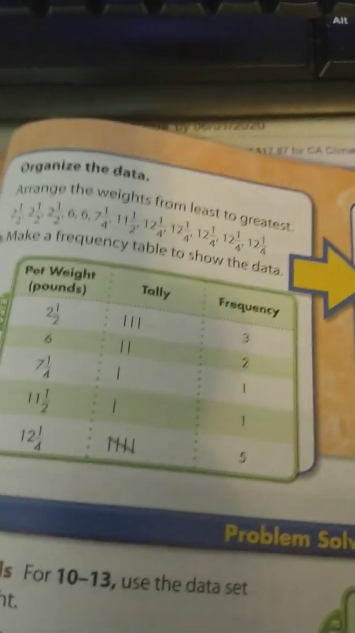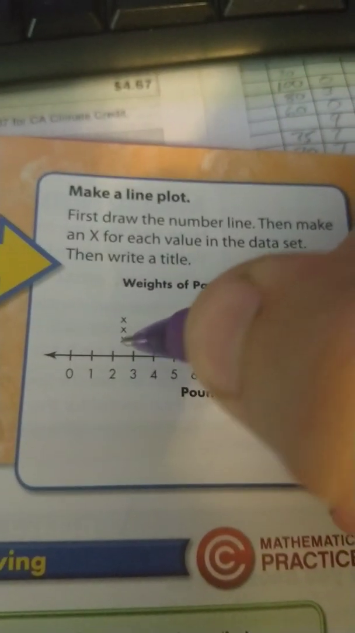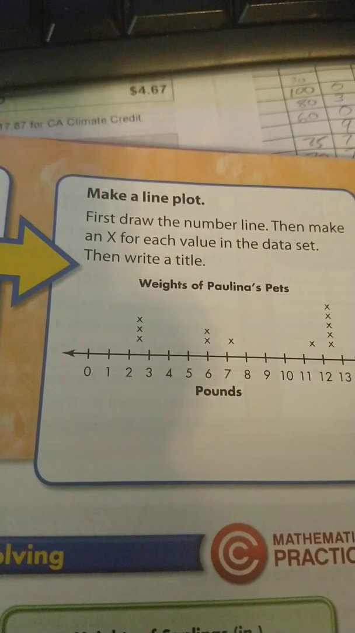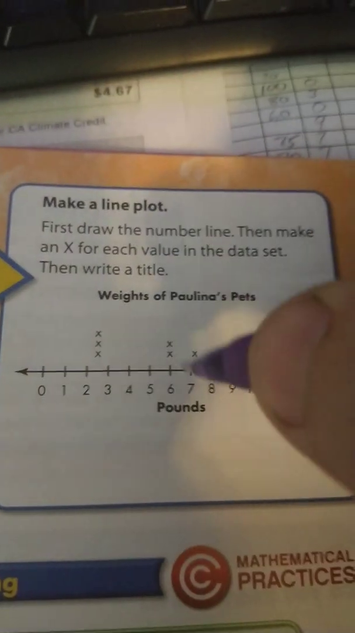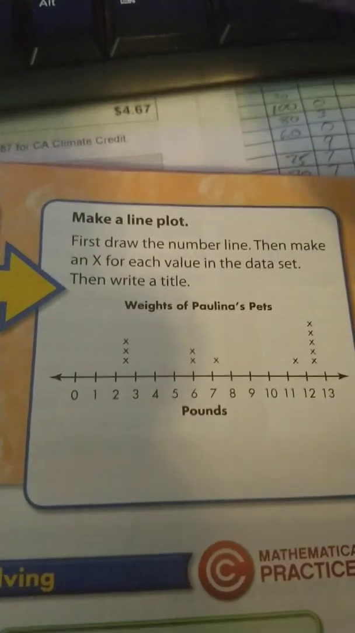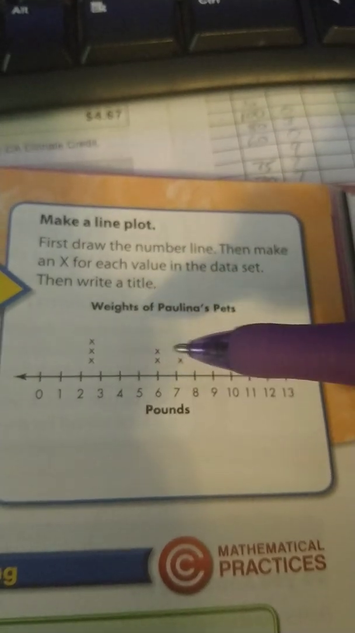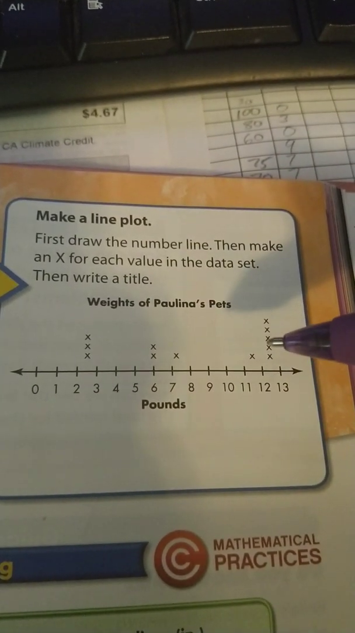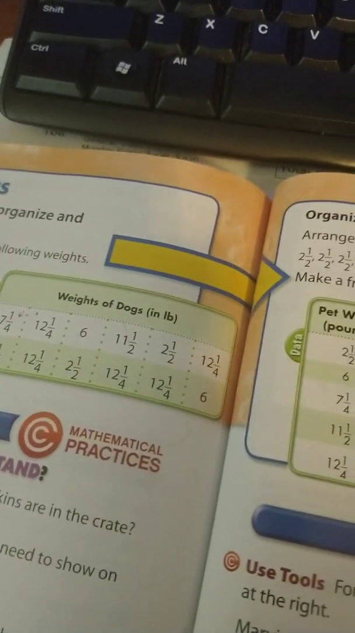So you simply look at your frequency chart at 2 1/2. I'm going to put 3 of them down. So you find 2 1/2 on your chart. 1, 2, 3. Mark your X's. Then you'll do 6 gets 2. You come over to 6, 1, 2, so on and so forth. And then again, when you're done, count them up. 1, 2, 3, 4, 5, 6, 7, 8, 9, 10, 11, 12. Now you know that you're done. You have 12 X's, you had 12 tally marks, you had 12 pieces of data.